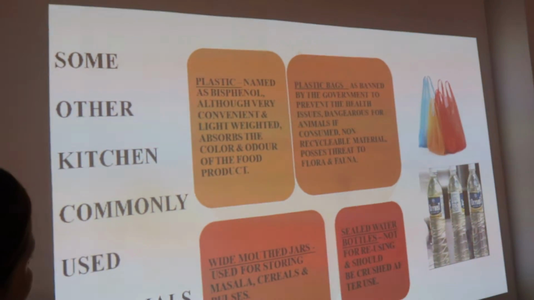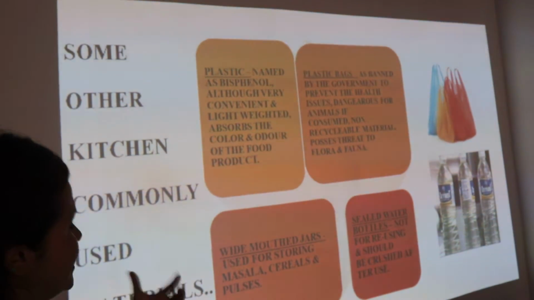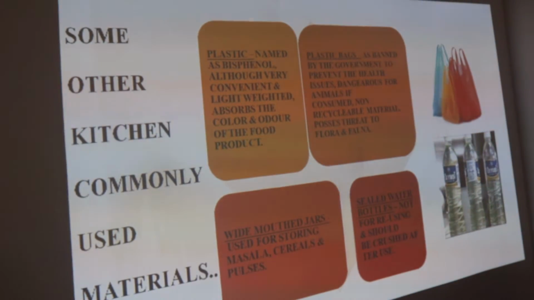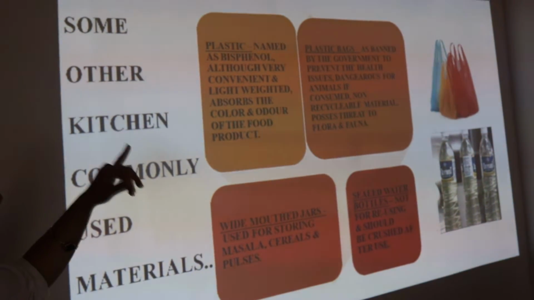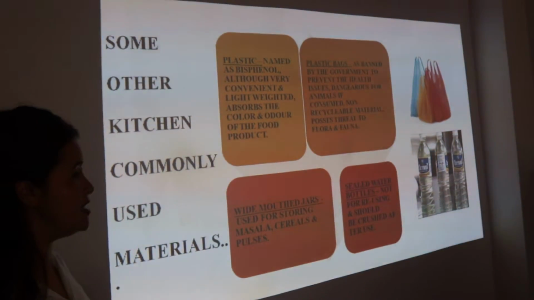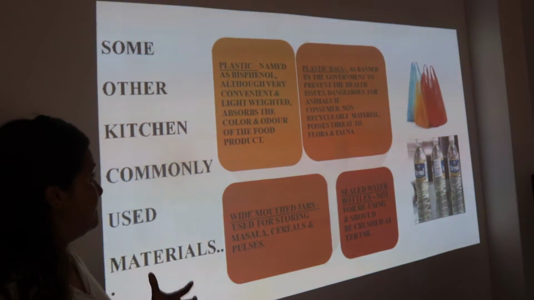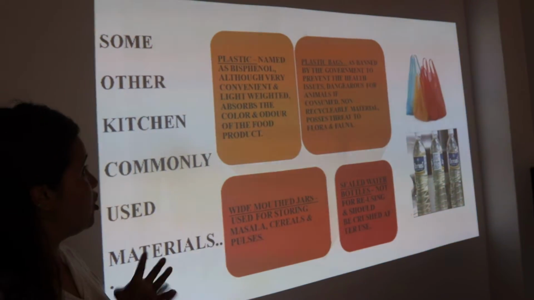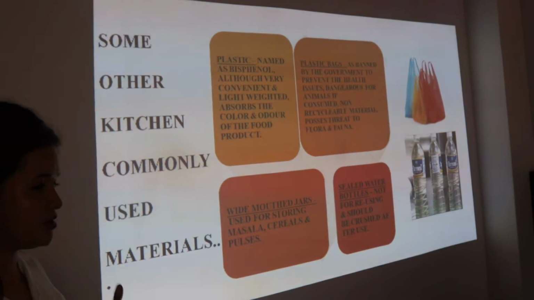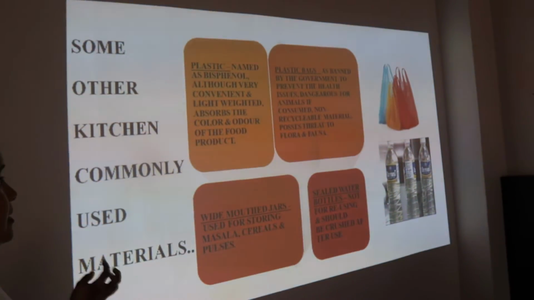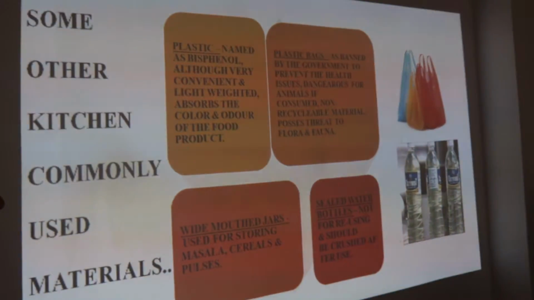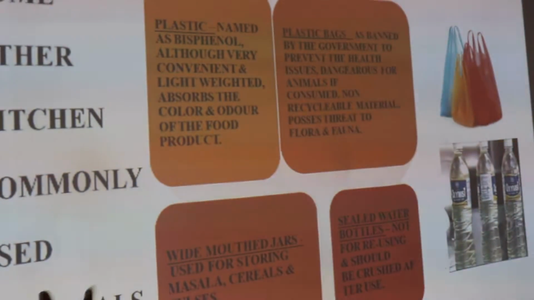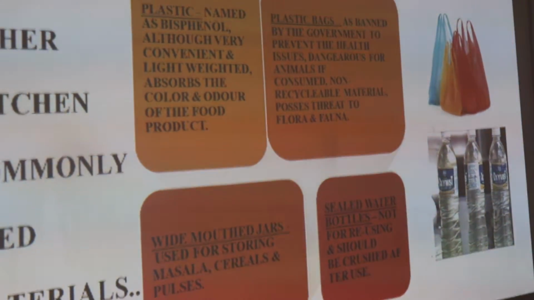Now we'll go to another material that is used in kitchens: plastic. Plastic is very convenient and lightweight to use, isn't it? But it is very harmful also. So plastic bags are being forbidden by our governments. We are not supposed to use plastic bags because they are a danger to animals, and also if we happen to consume plastic, it is very injurious to our health.